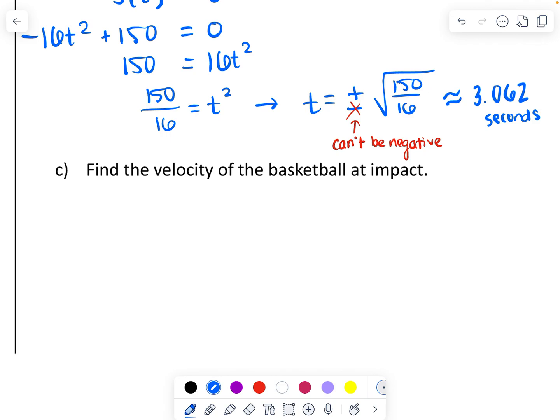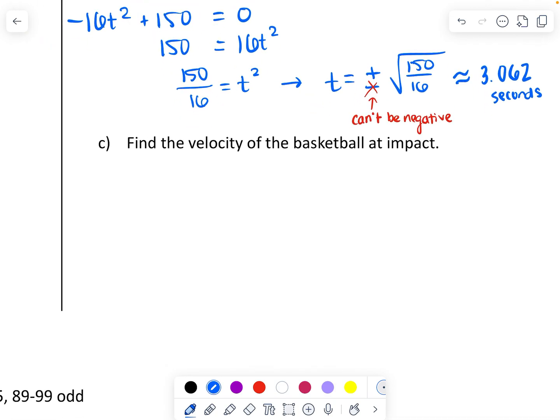Okay, now you can get a little calculator practice. This part is going to be really important. Find the velocity of the ball at impact. Okay, so we're finding a velocity, and we just found the time when the ball hits the ground. Right? The time when the ball hits the ground is this time that we just found. So we're going to plug that time in here. This is what's important. Anytime you are using a previous answer to find another answer, you cannot use a rounded answer. You have to use the exact answer.